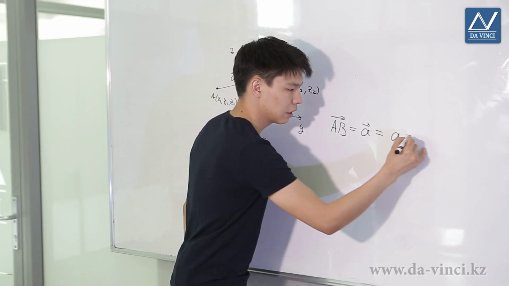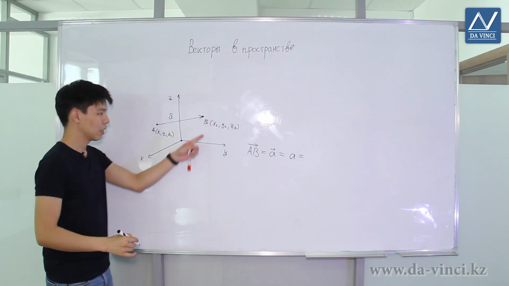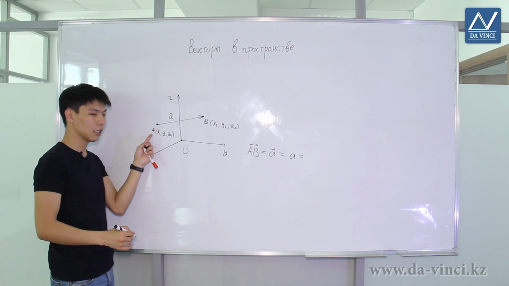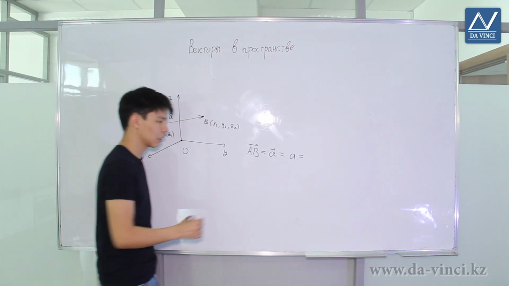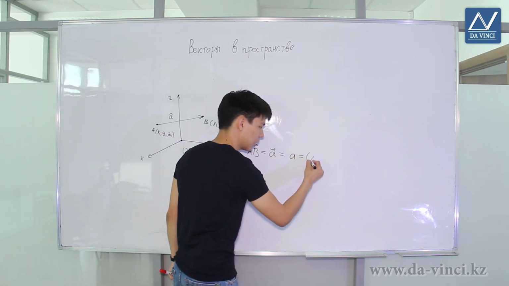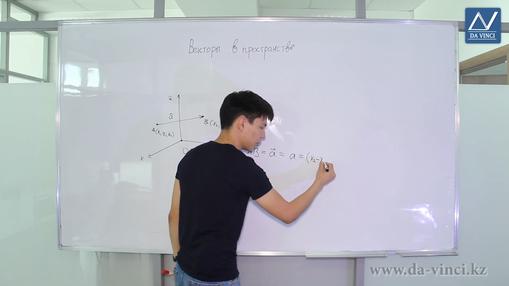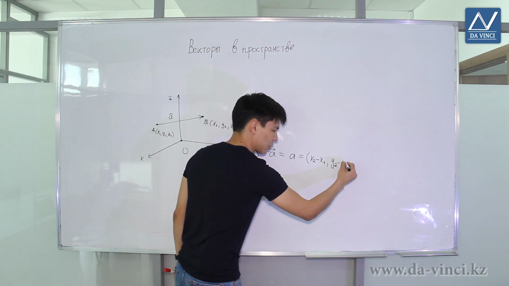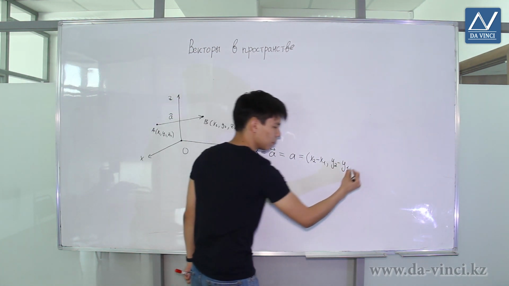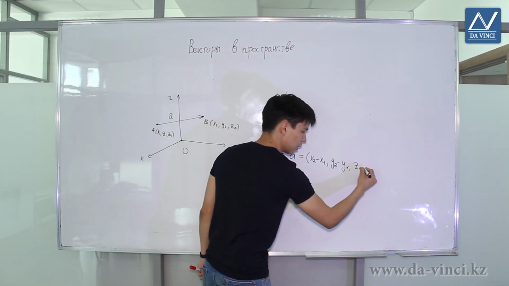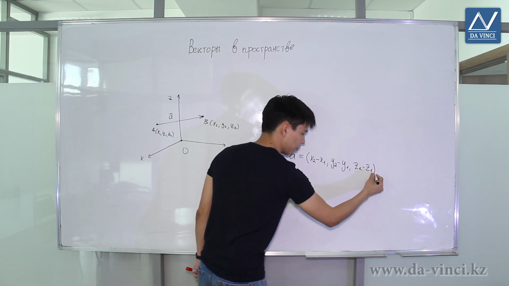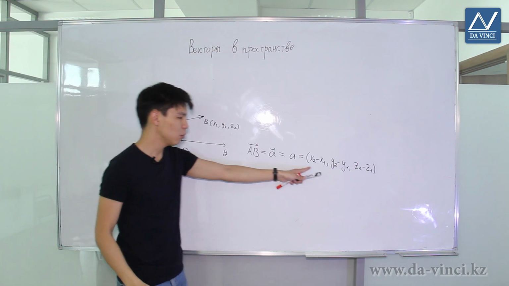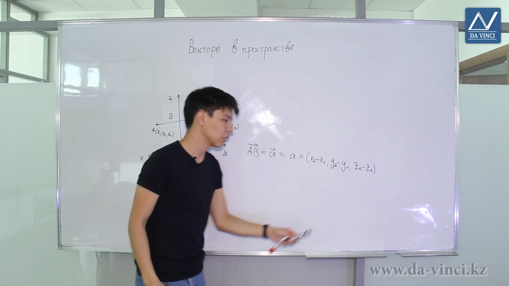Vector a will also have coordinates, and its coordinates are defined as follows. We need to subtract the coordinates of the beginning, that is, the coordinates of the point A, from the coordinates of the end, that is, from the coordinates of point B. That is, the vector a will have such coordinates. The x-coordinate will be x2 minus x1. The y-coordinate will be y2 minus y1. And the z-coordinate will be z2 minus z1. Thus, we can set the vector using three numbers, three coordinates.